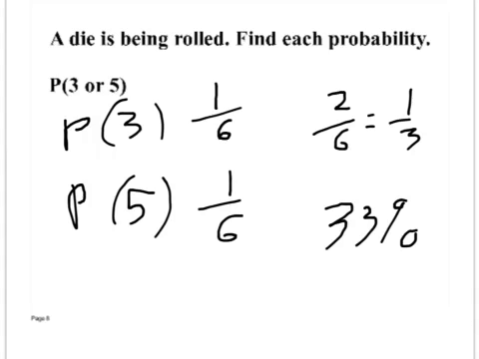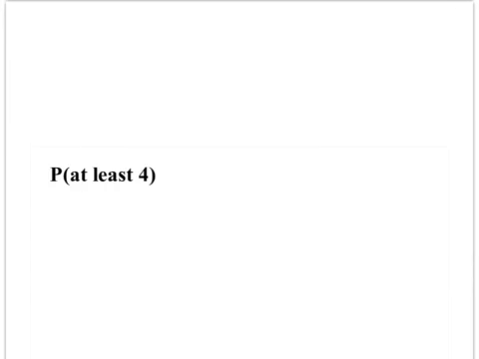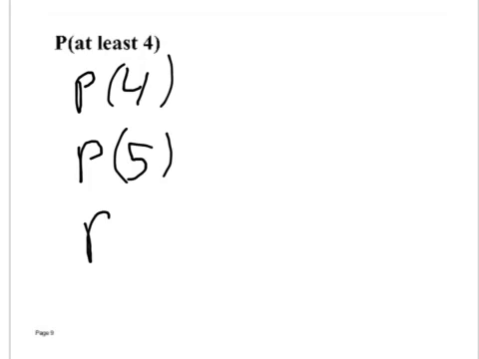It was a 4, so he lost. It's a 2, he still can't do it. Alright, you need to write P at least 4. So we need to find the probability of rolling at least a 4. I need to find the probability of a 4, the probability that we roll a 5, and the probability of rolling a 6, because it has to be either a 4, 5, or 6.